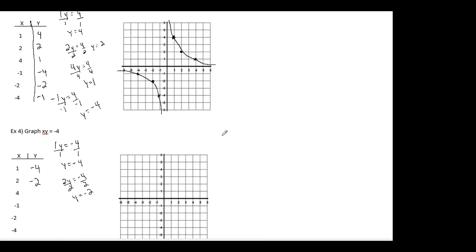And I'll move over here. If I put in a 4, 4y equals -4, then I'm going to divide by 4, and I'll get y equals -1. And then hopefully you're seeing the pattern. If I put a -1 in, now I'm dividing by a negative, so y has to be +4. If I put in a -2, I'm going to get a +2. If I put in a -4, I'll get a +1.